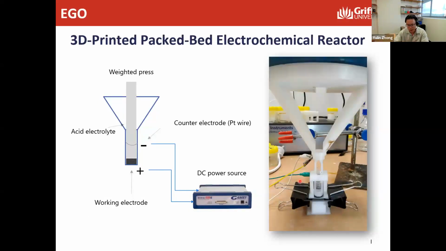And this is the current design right now. Still, you see that the boron-doped diamond is at the bottom, and we have the graphite pressed onto the working electrode, and then we have a glass tube that allowed us to observe what's happening, and the counter electrode is simply platinum wire.